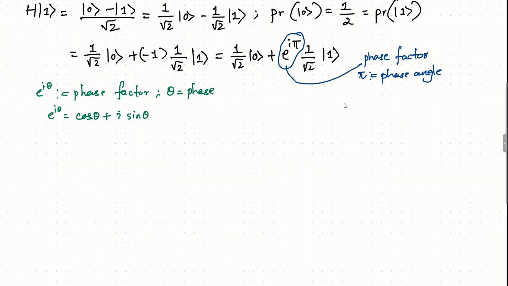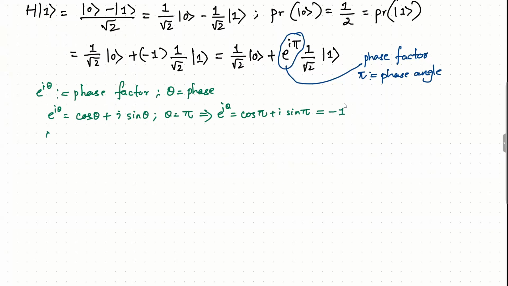For different values of theta, we get different results. For example, when theta equals pi, we get e power i theta equals cos pi plus i times sine pi. Sine pi is 0, and cos pi becomes minus 1, right? And that's why it's minus 1.